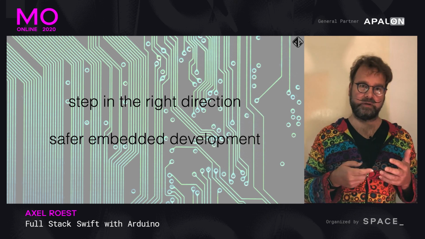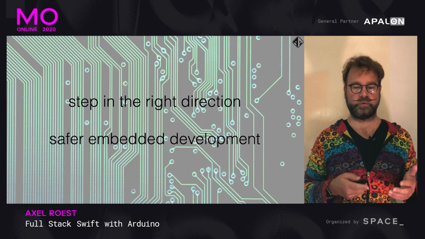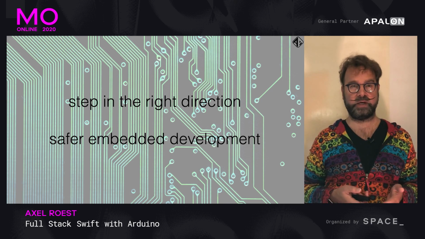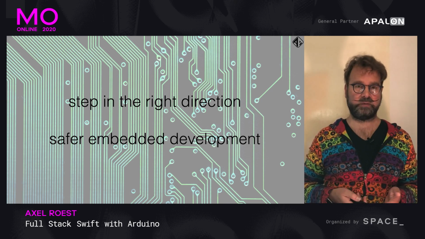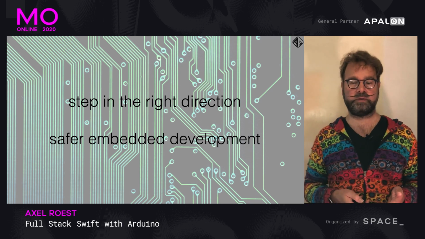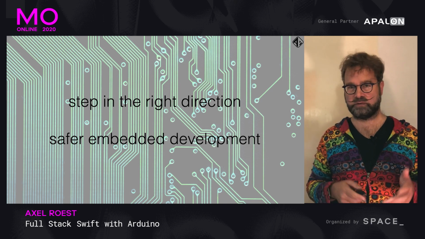Currently Swift for Arduino supports the Arduino Uno compatibles, which is the ATmega328P chip. And hopefully this year we also support the Arduino Mega. Maybe next year we'll support Espressif, which is a great platform.